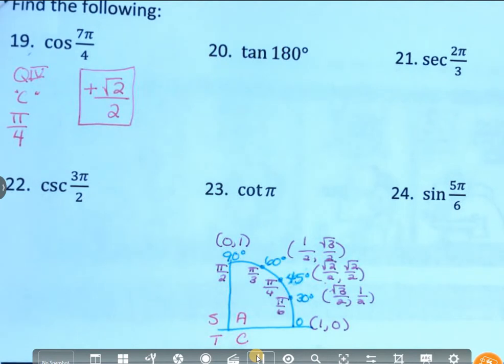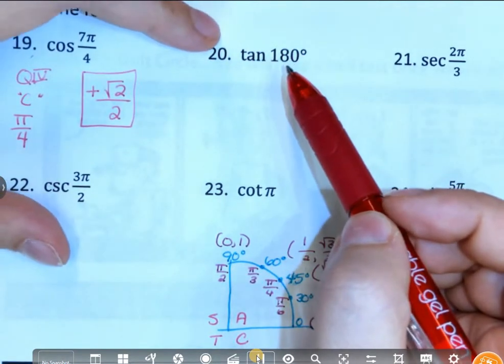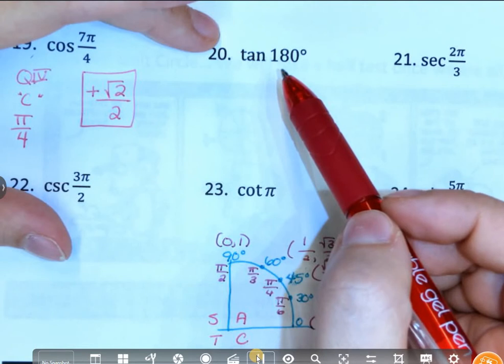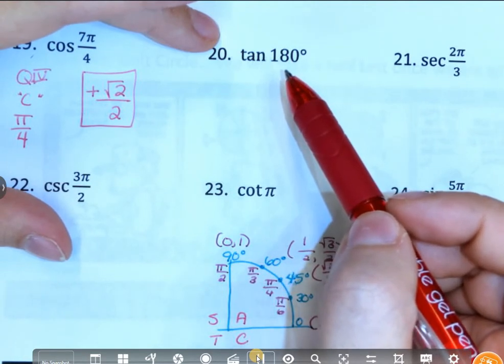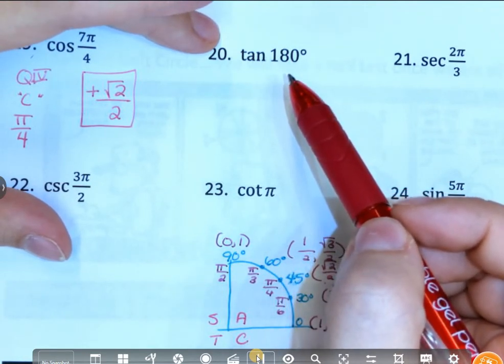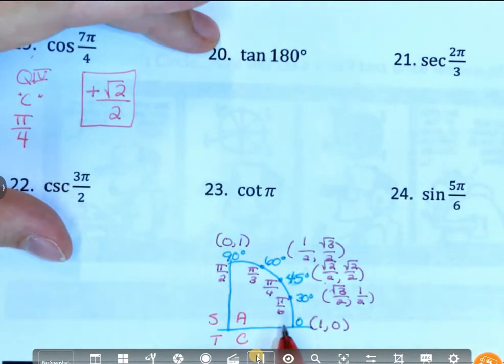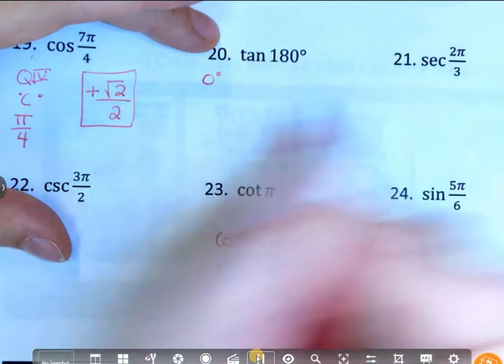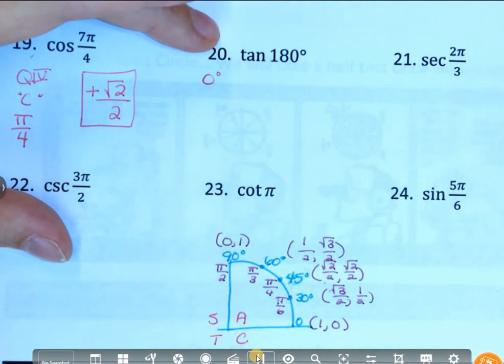Okay? This one's a little bit weird. Tangent of 180. Tangent of 180. How far away is that from 0, 180, or 360? It is one of those. It is 0 degrees away. So 0 is my reference angle.